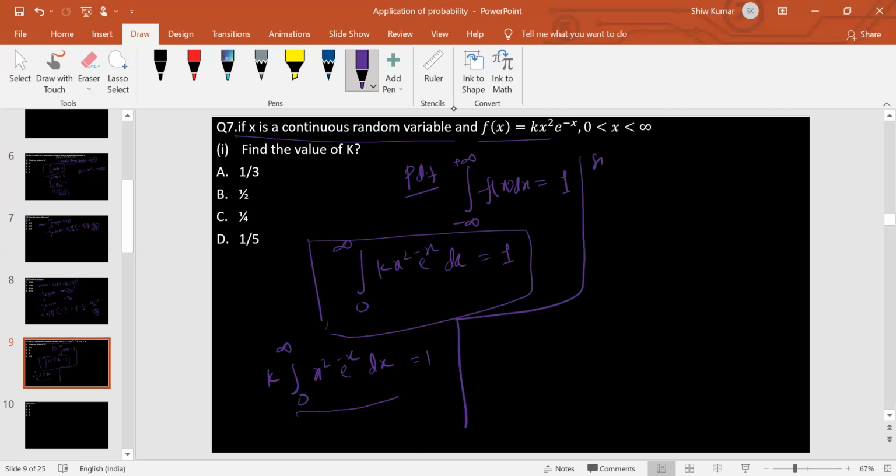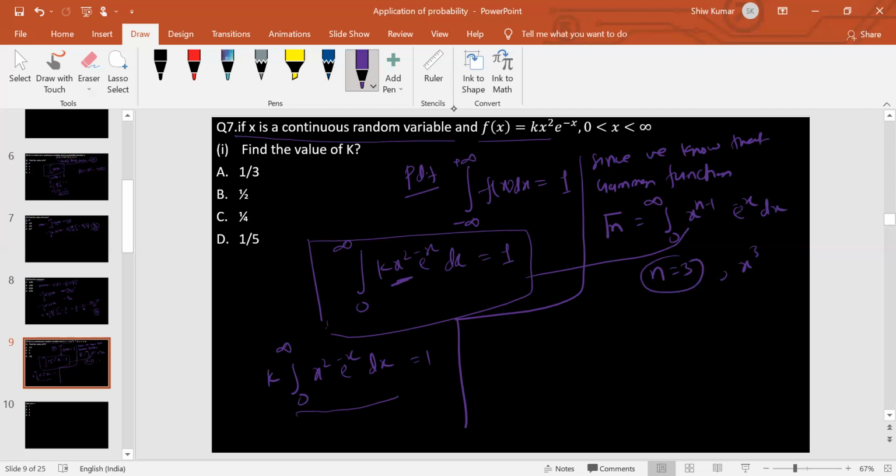Since we know that the gamma function definition is given as gamma of n is equal to the integral from 0 to infinity of x to the power n minus 1 e raised to minus x dx. This is the definition of the gamma function. So if you equate this x square and here x to the power n minus 1, if you put n equal to 3, then it will be 3 minus 1, and it will be x square. So this n value must be equal to 3.